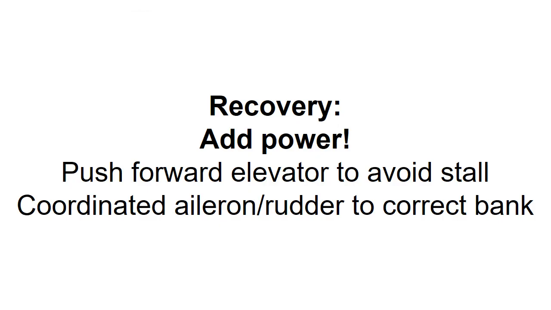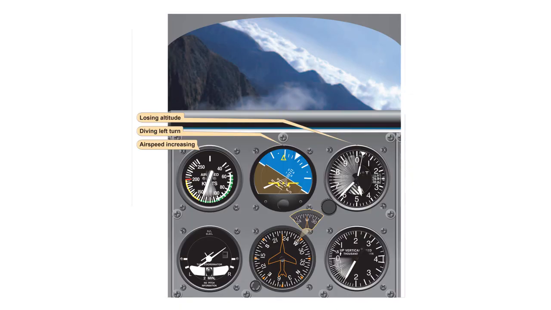The first step in an unusual attitude recovery is always the power. If we're nose-high, we add full power as our first step. Second, we use forward elevator to lower the nose in order to avoid a stall. And then finally, we make a smooth, coordinated rudder and aileron input to correct the bank.